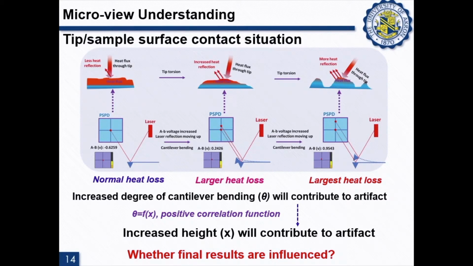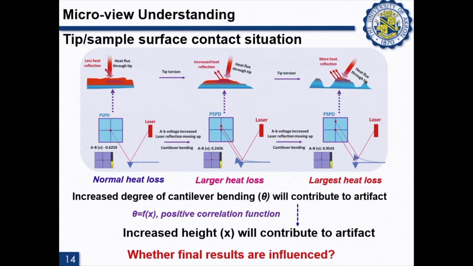And this is verified by the PSPD point, which is the reflection point of the laser. At the beginning, the reflection point is at the center, which means a good contact between the tip and the sample surface. With the height increased, the reflection of the laser, the red point, will go up, with an increased A minus B voltage value shown below. And with a further increased height of the sample, the PSPD point will go up further, with an increased A minus B value here.